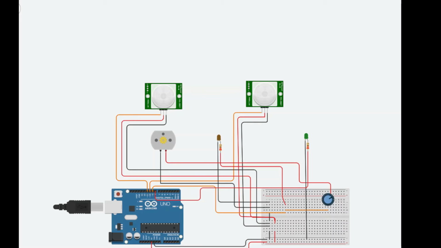So here's the simulation. The PIR sensor at the starting point senses the box and turns on the yellow LED as well as the motor. Using the potentiometer, we can increase or decrease the speed of the motor, and when the box reaches the other end of the machine, this PIR sensor senses the box and the machine gets turned off and the yellow LED and green LED blink once.